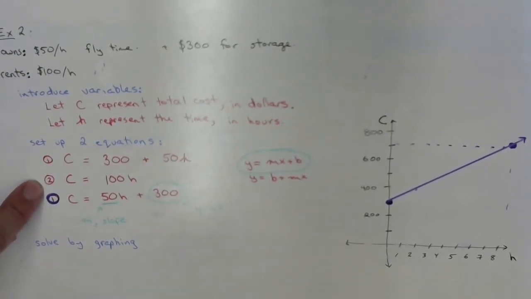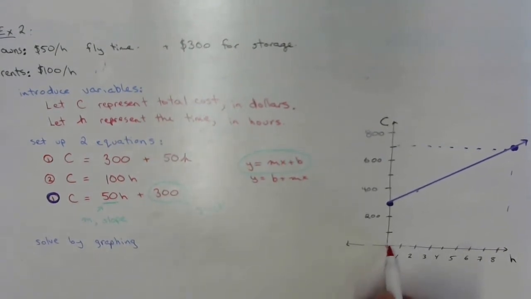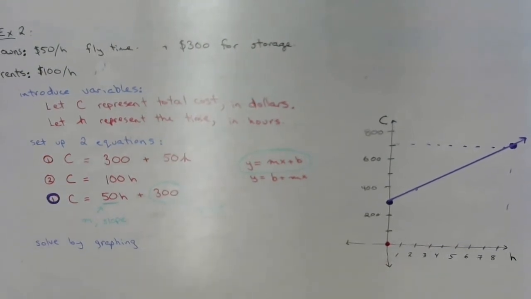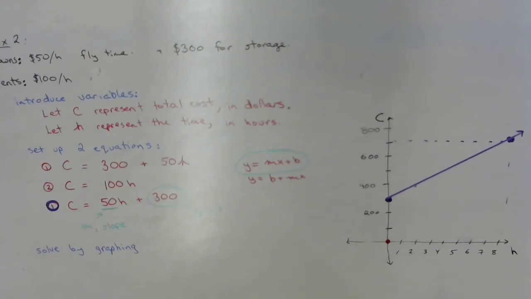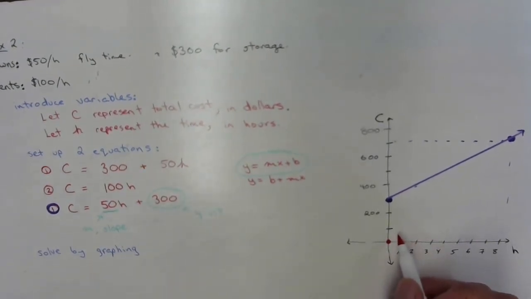Okay, number 2. Line segment number 2, or ray number 2, has a cost of $100 per hour. So if I fly 0 hours, how much do I spend? $0 in that scenario. So this one is going to start at the origin. It's a direct correlation. It starts at the origin. And what's going to happen every hour? It's going to go up by 100.